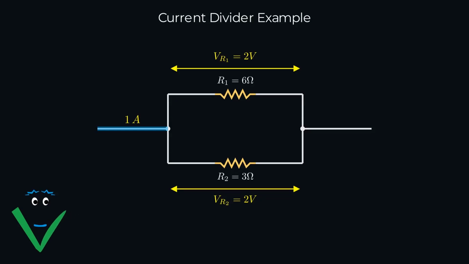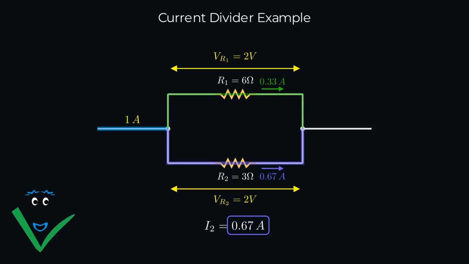Now we can find the current through each resistor. For R1, the resistance is 6 ohms. Using Ohm's law, current equals voltage divided by resistance. So the current through R1 is 2 volts divided by 6 ohms. That gives us 0.33 amps. For R2, the resistance is 3 ohms. So the current through R2 is 2 volts divided by 3 ohms. That gives us 0.67 amps.